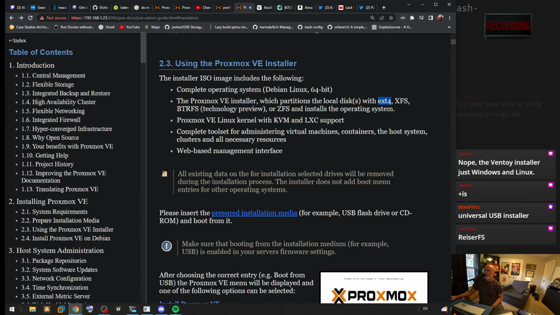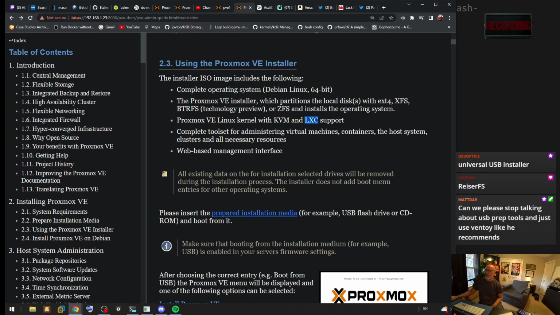Proxmox VE Linux kernel with KVM and LXC support. Every time you see LXC, think Docker, because that's all Docker is. It's just a wrapper around LXC. Complete tool set for administering virtual machines, containers, the host system, clusters, and all necessary resources. Web-based management user interface. All existing data for the installation's selected drive will be removed. Be careful.